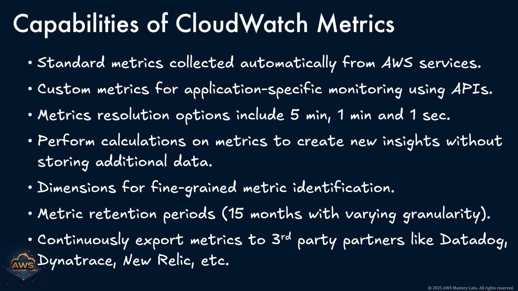Alarms can exist in one of three states. Okay, when everything is within expected limits. Alarm, when thresholds are breached. Insufficient data, when CloudWatch doesn't have enough data to determine the current state. You can also fine-tune how sensitive your alarms are by adjusting evaluation periods and data points to alarm. For instance, you might want to alarm only if 3 out of the last 5 data points exceed the threshold, helping to balance responsiveness with stability.